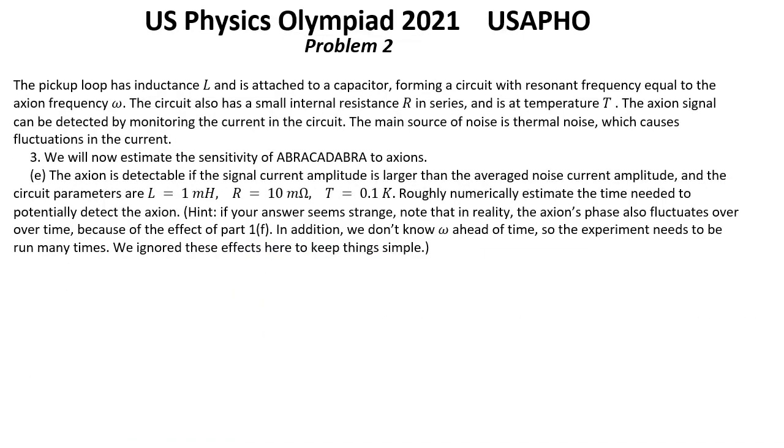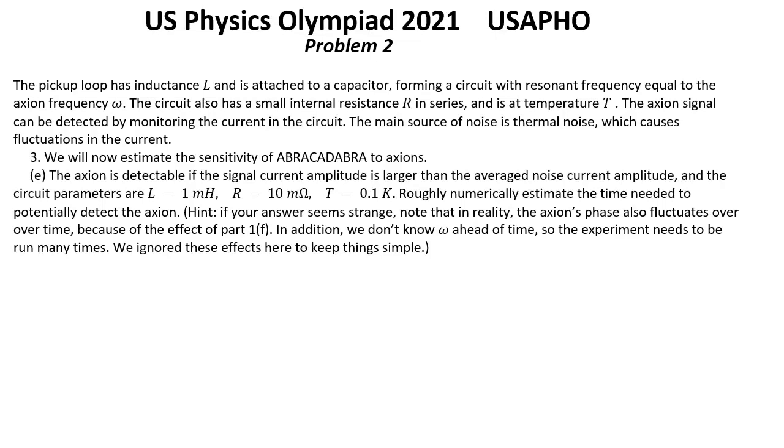Question E. The axion is detectable if the signal current amplitude is larger than the average noise current amplitude, and the circuit parameters are L equal 1 millihenry, R equal 10 milliohm, and T equal 0.1 Kelvin. Roughly numerically estimate the time needed to potentially detect the axion. Hint: if your answer seems strange, note that in reality the axion's phase also fluctuates over time because of the effect of part 1f. In addition, we don't know omega ahead of time, so the experiment needs to be run many times. We ignored these effects here to keep things simple.